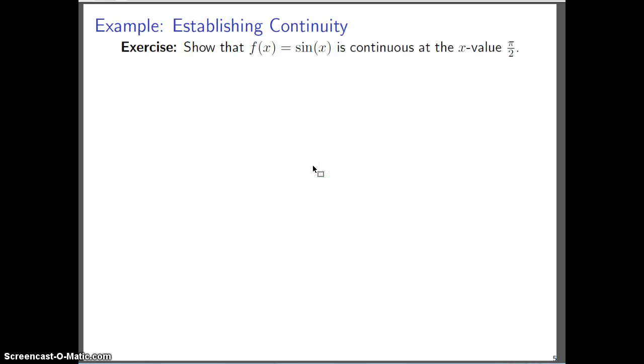So let's actually go through this process for sine of x at this x value pi over 2. Sometimes the x value is cut out, so you'll see something like show sine of x is continuous at pi over 2. So in the context of this problem, a is equal to pi over 2.